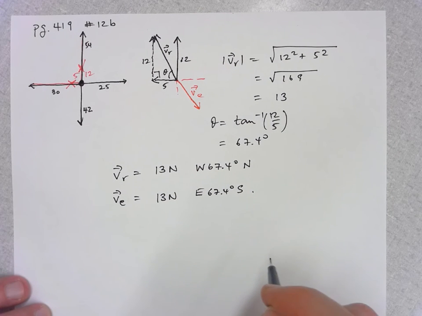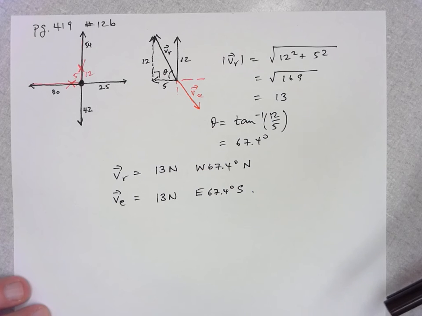Okay, and that's it for this one. So again, the way this works was to add these up in a clever order. In other words, the horizontal ones first, then the vertical ones, and then add together the remaining vectors. Okay, that's it for this one.